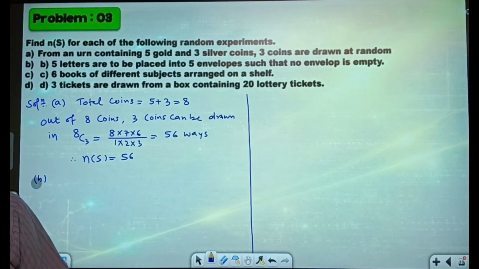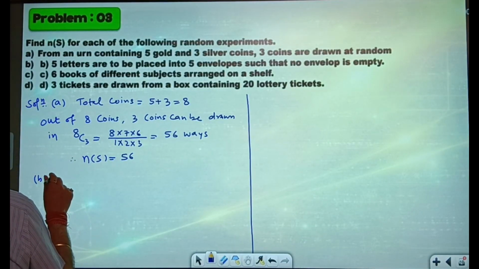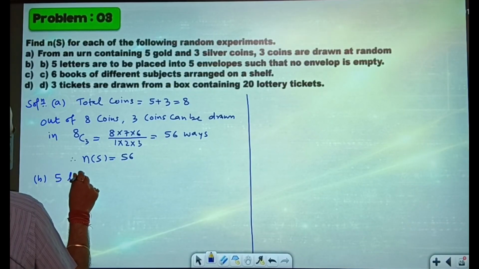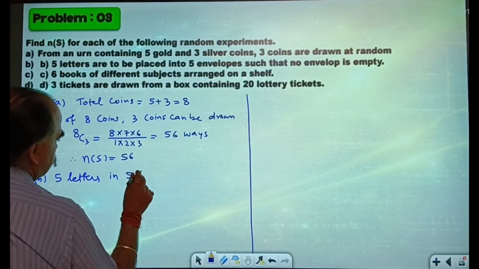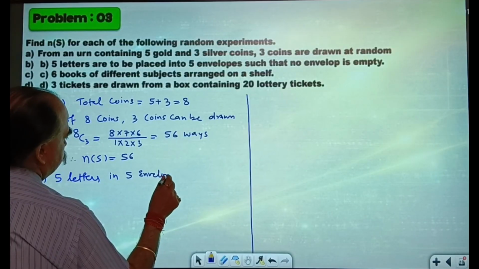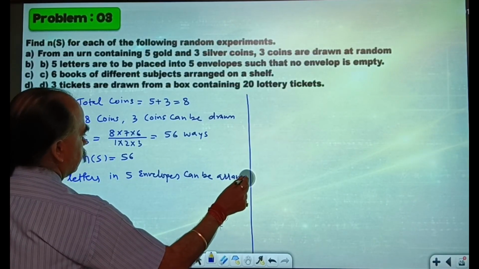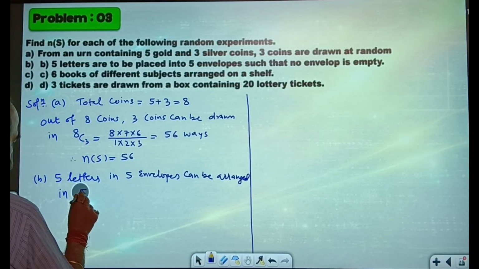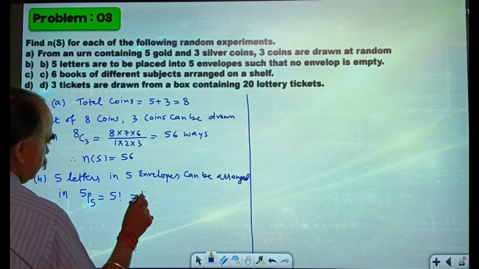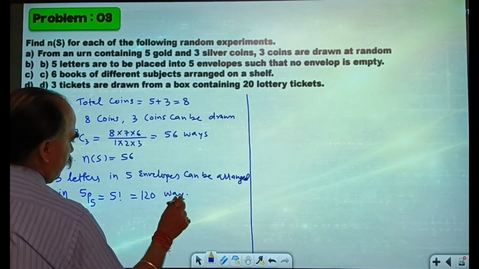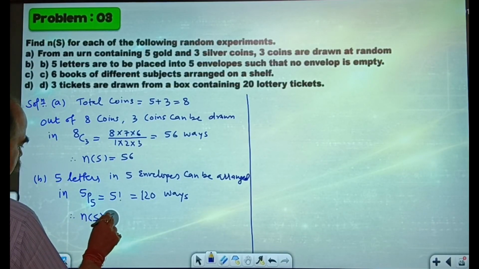B part is what? 5 letters are to be placed into 5 envelopes so that no envelope is empty. 5 letters in 5 envelopes can be arranged in 5P5, 5 factorial, 120 ways. n(S) is equal to 120.